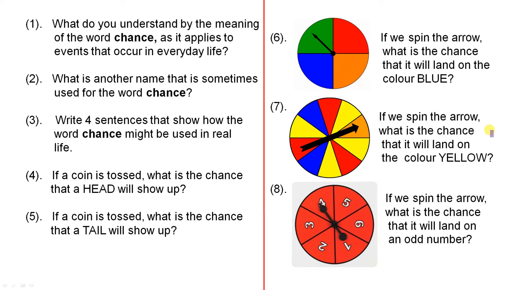Number 7, if we spin the arrow, what is the chance that it will land on the colour yellow? This is a little bit more involved, so you have to look at it very carefully. And number 8, if we spin the arrow, what is the chance that it will land on an odd number? Now we know what an odd number is, and we know what numbers are involved here.